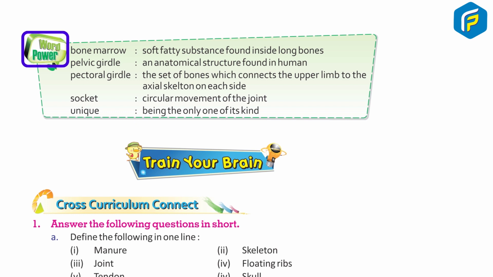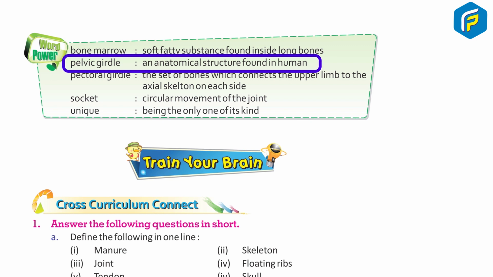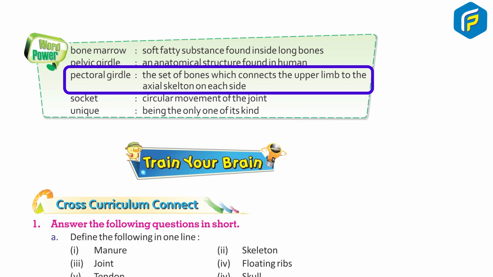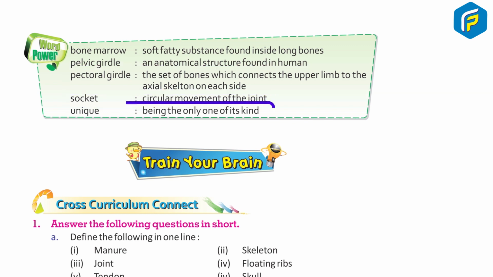Word power. Bone marrow, soft fatty substance found inside long bones. Pelvic girdle, an anatomical structure found in humans. Pectoral girdle, the set of bones which connects the upper limb to the axial skeleton on each side. Socket, circular movement of the joint. Unique, being the only one of its kind.